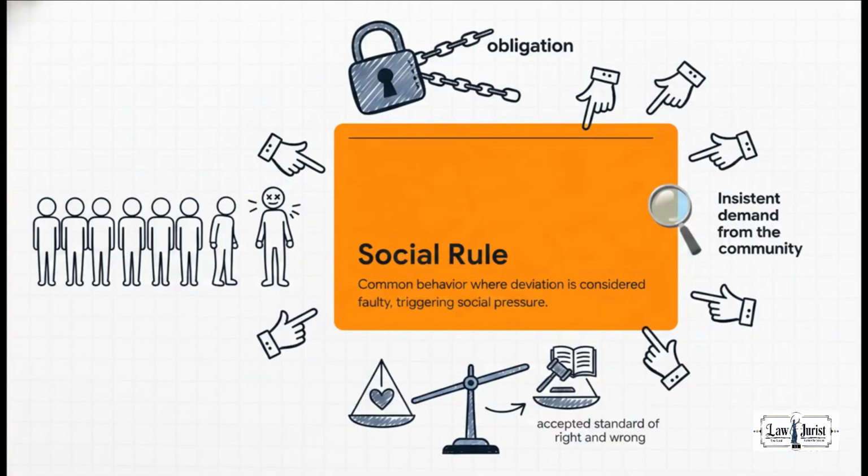And this brings us right to Hart's precise definition of a social rule. It is a standard of common behavior where deviation is considered faulty, triggering social pressure to comply. It's exactly this social pressure, this insistent real-world demand from your community, that transforms a simple repeated action into a profound sense of obligation. You feel a duty to comply, not just because it's what everyone else is doing, but because it's the accepted standard of right and wrong within that specific group.